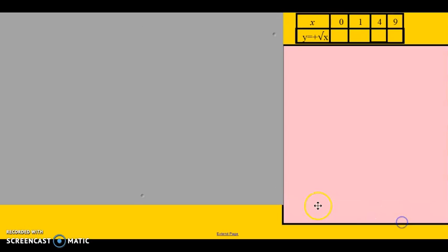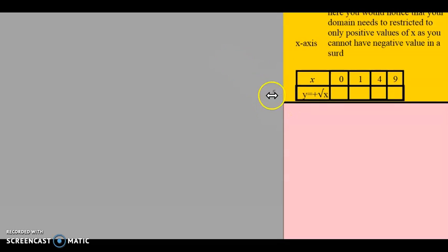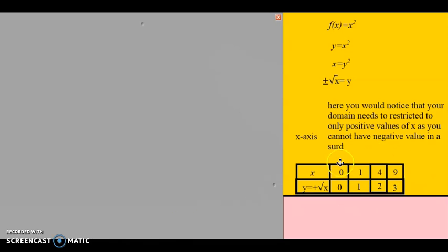So, y is equal to plus the square root of x, because remember, we're only going to do the positive arm, so the reflection will be the positive square root of x. So I'll calculate: the square root of 0 will be 0, the square root of 1 will be 1, the square root of 4 will be 2, and the square root of 9 will be 3. Those will be the values for my inverse function.